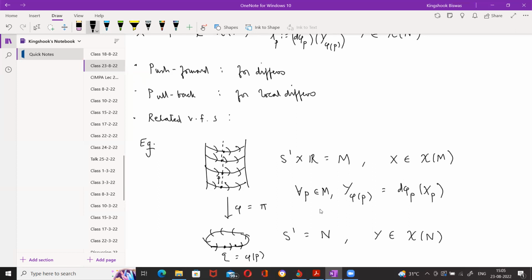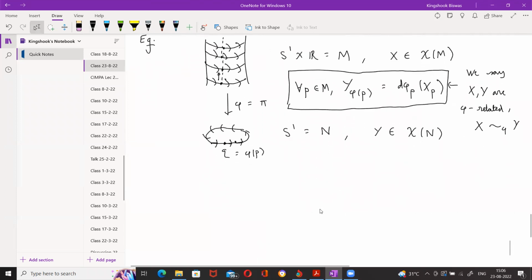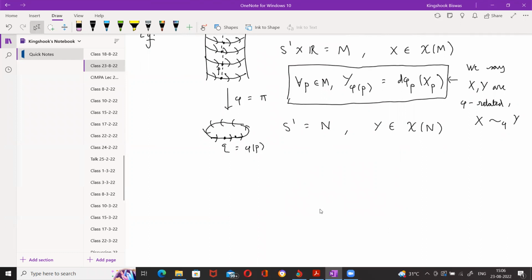Is this clear? So this is the definition of the two vector fields X and Y being phi related. If this occurs, we say X, Y are phi related, and we write this as X sim phi Y. Is the definition clear?